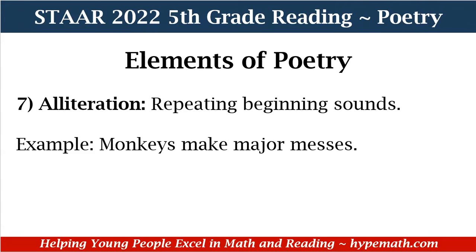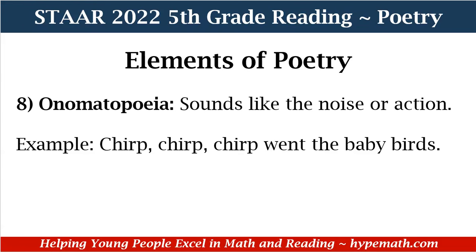Next, we have alliteration, repeating beginning sounds. Our sample sentence says, monkeys make major messes. If you notice, all of the words start with the letter M. Number 8 is onomatopoeia, sounds like the noise or action. Chirp, chirp, chirp went the baby birds. So chirp, chirp, chirp is the sound that baby birds make. That is onomatopoeia.